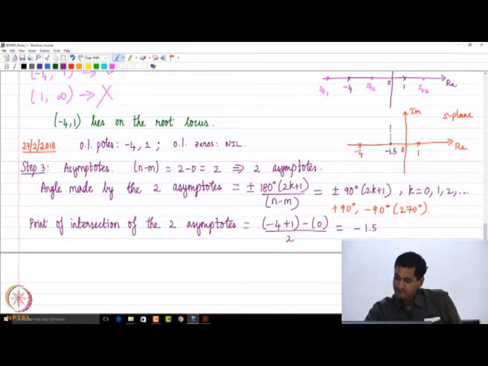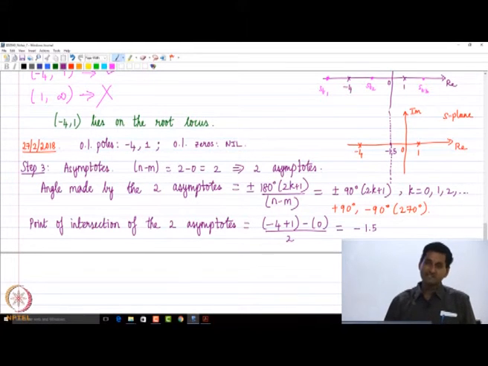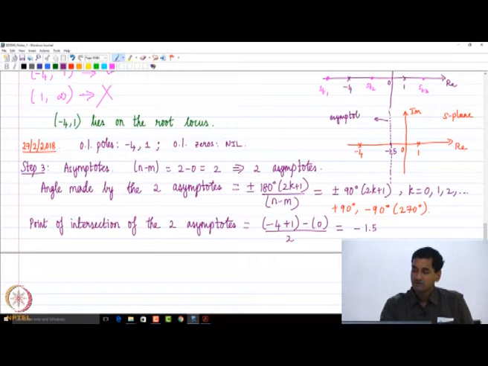So at minus 1.5, the 2 asymptotes are going to meet each other. One asymptote is going to go at plus 90, and another asymptote is going to go at minus 90. These are the two asymptotes. I hope it's clear what this is. Let's call this asymptote number 1, and this asymptote number 2.